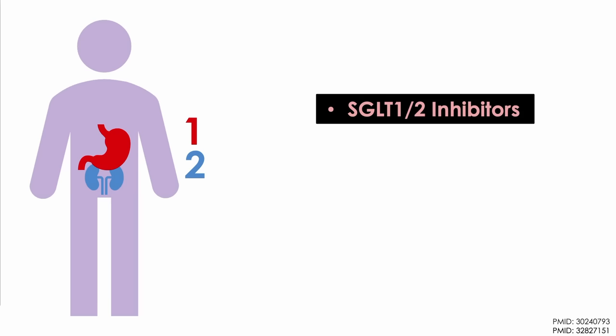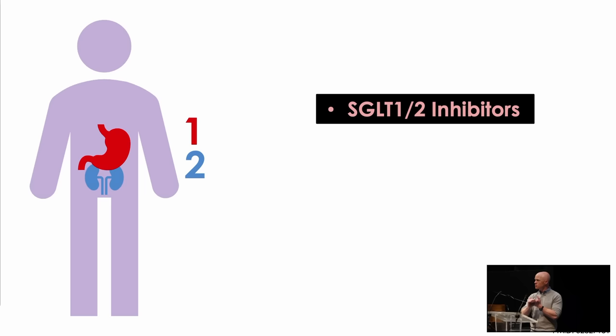SGLT1 is a glucose transporter that will move glucose from the guts into the bloodstream. SGLT2 is a transporter that will move the glucose from the kidneys back into the blood. The kidneys will pull the glucose in, and then SGLT2 will put it all back into the bloodstream. These drugs, as the name suggests, block that effect. It closes down those transporters.